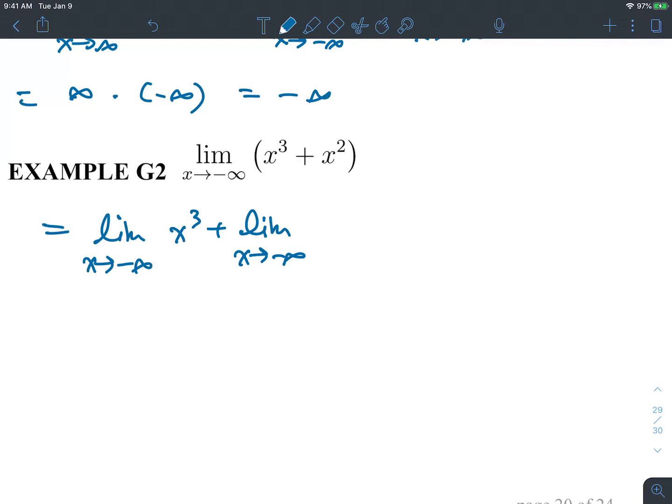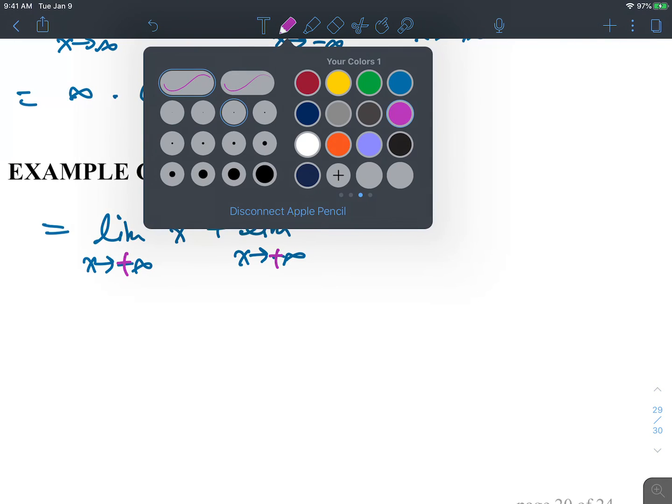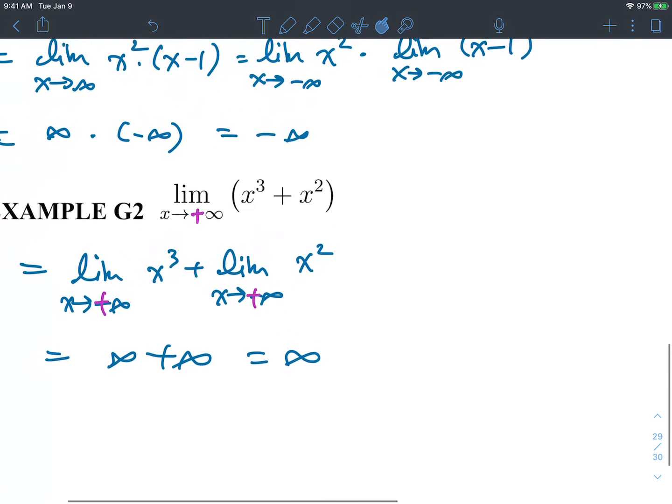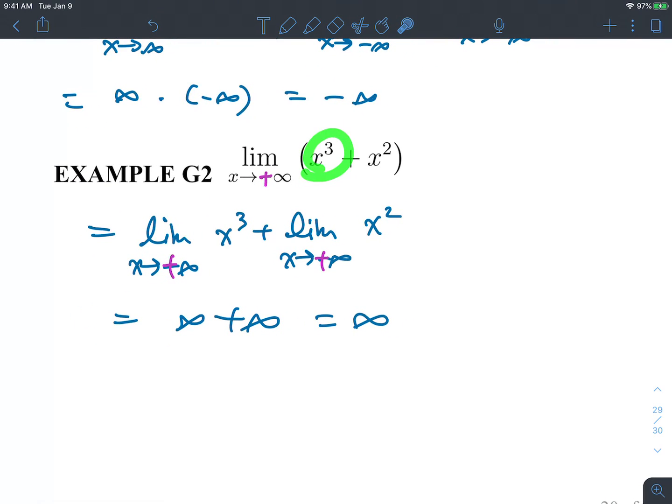And another correction. Here comes powerful magenta. I meant to put positive infinity here. My bad. All right, and then that becomes x squared. But that's infinity plus infinity, right? When you add two infinities, what do you get? Infinity. So when the direction of the infinity is exactly the same, add the two. Infinity plus infinity is infinity. Negative infinity plus negative infinity is negative infinity. All right, so that's not an issue.